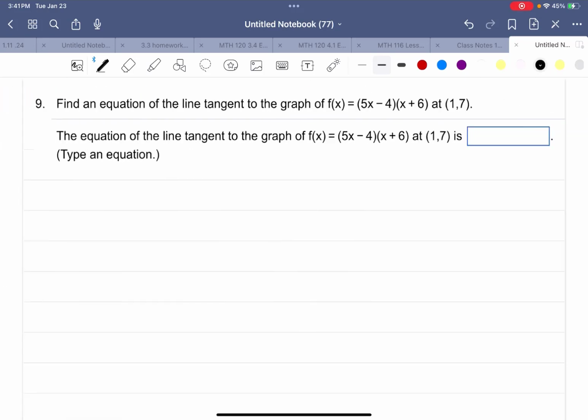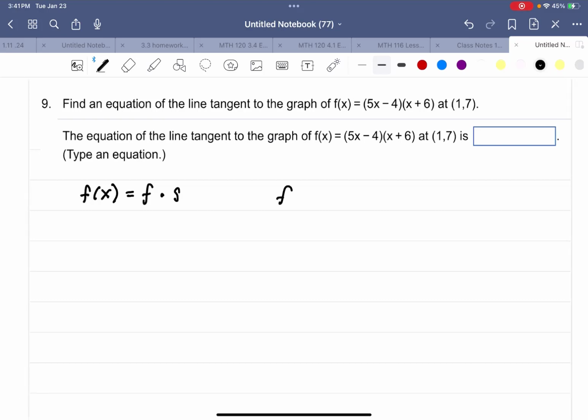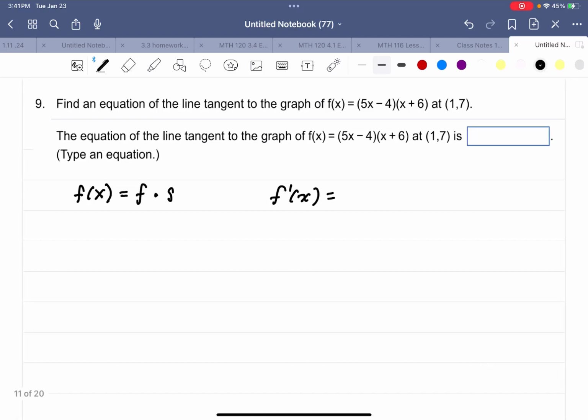Example number 9. Find an equation of the line tangent to the graph of f of x equals 5x minus 4 times x plus 6 at 1, 7. Now f of x is made up of two functions, so first times second. So f prime of x is the product rule, and yes, you could FOIL that out, but if you do and you don't get practice with the product rule, it's going to hurt you later. So do the product rule. It's the first times the derivative of the second plus the second times the derivative of the first.